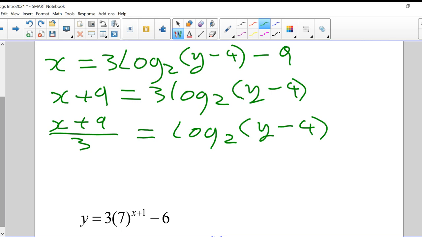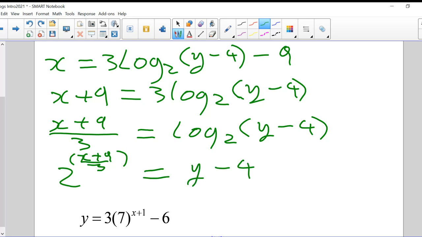The log base 2 of y minus 4 is equal to this thing on the other side, x plus 9 over 3. So Roma says 2 to the power of. There you go. What you're doing, Roma, is really putting it in exponential form. And we've been doing that all along. Put it in exponential form. So what was the base? The base is 2. So 2 to the power of all of this, which I put in a bracket, x plus 9 over 3 is equal to the y minus 4.